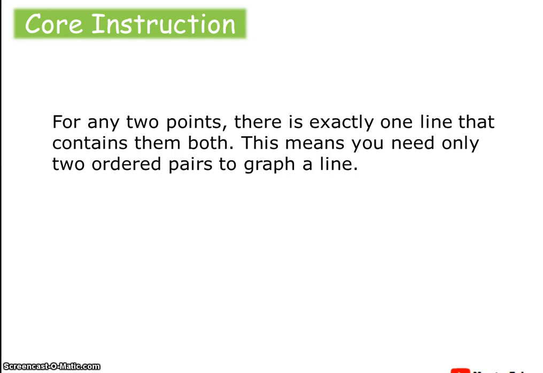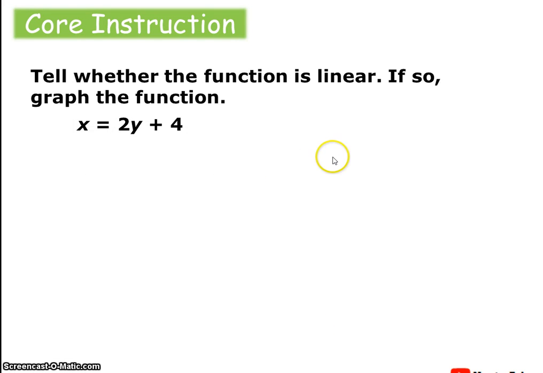So for any 2 points, there's exactly one line that contains them both. This means you need only 2 ordered pairs to graph a line. So even though 2 ordered pairs is enough to graph a line, sometimes we like to have 3 just to be sure. So tell whether the function is linear. If so, graph the function.